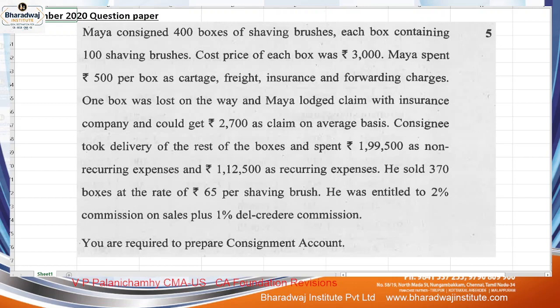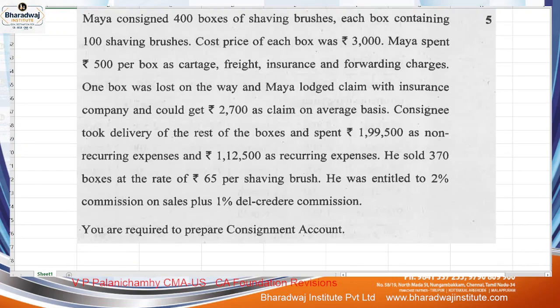Maya consigned 400 boxes of shaving brushes, each box containing 100 brushes. Cost price per box is 3,000. Maya spent 500 per box as cartage, freight, insurance. One box was lost in transit. Maya lodged a claim of insurance and got 2,600 for claim on average basis.